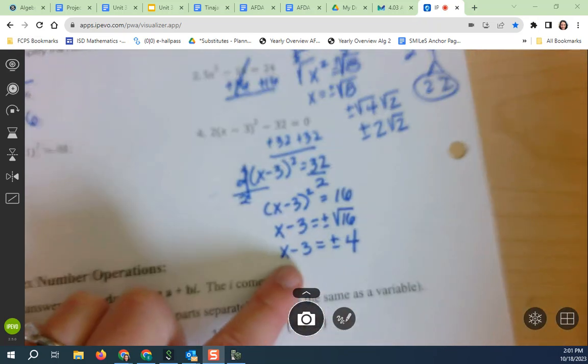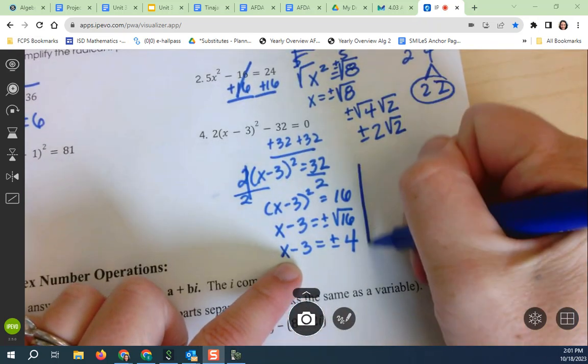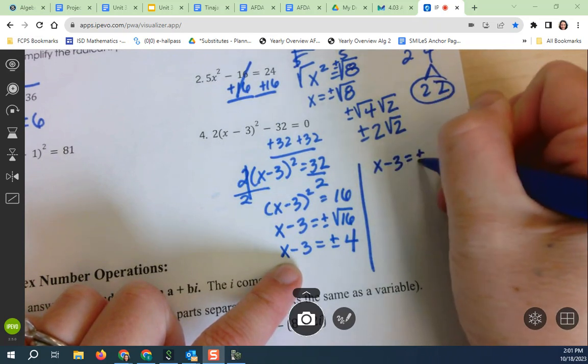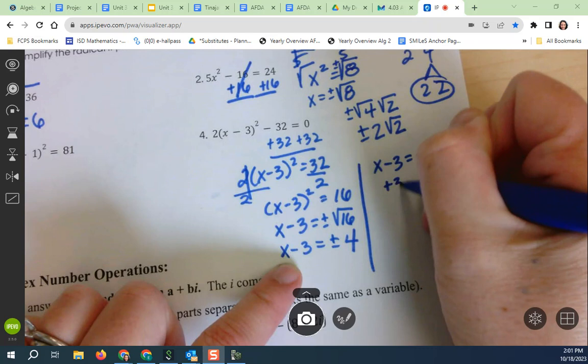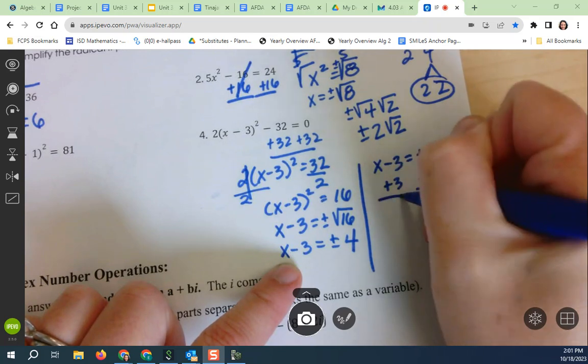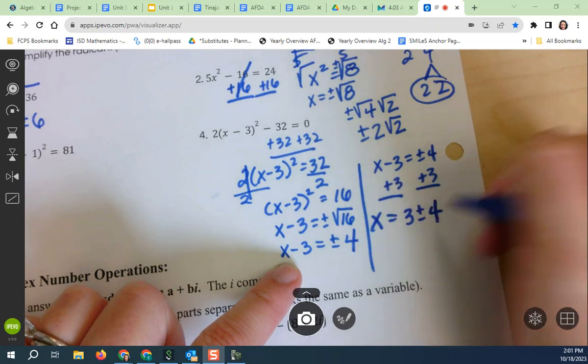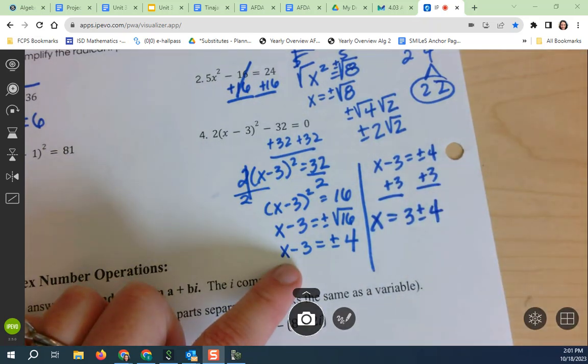All right, to get rid of the minus 3, I'm going to add 3. I'm just going to move my problem over here where I have more room. So x minus 3 equals plus or minus 4, and I'm adding 3. And I get x equals 3 plus or minus 4. These are numbers. There's no square roots anymore, so I can actually combine these.